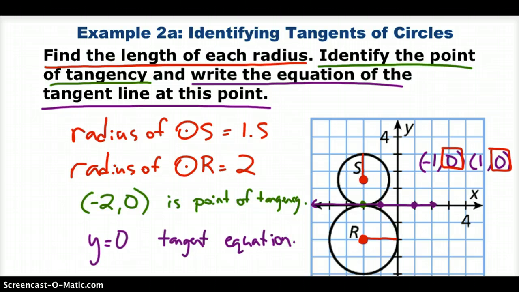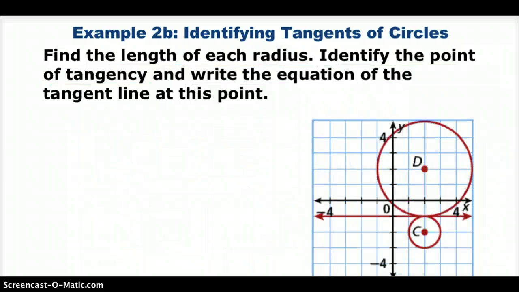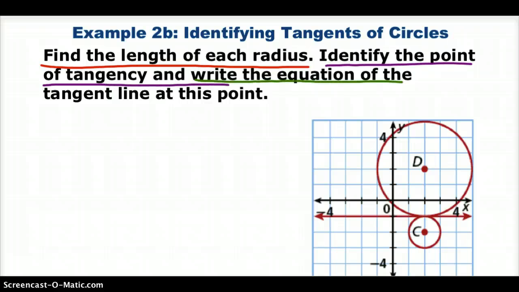All right, let's look at one more quick example. I think this is fairly simple. It says find the length of each radius, then identify the point of tangency, and then write the equation of the tangent line at this point. Let's start with finding the length of each radius.